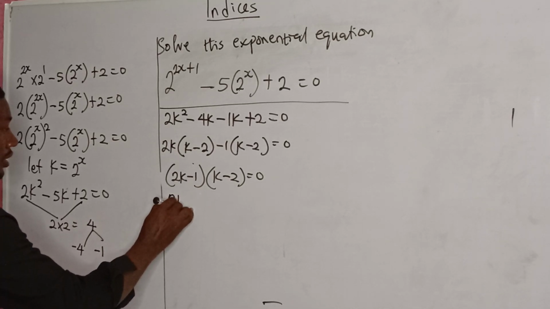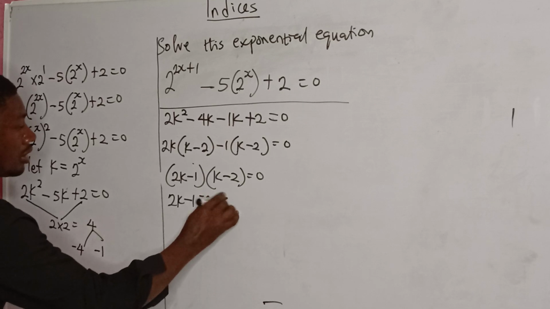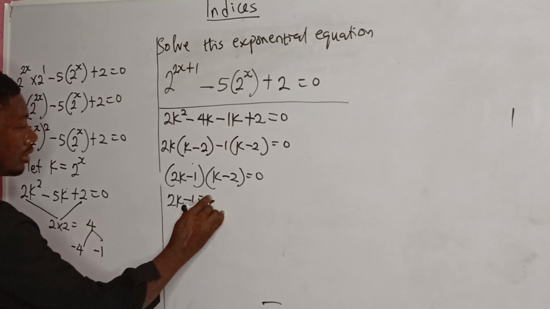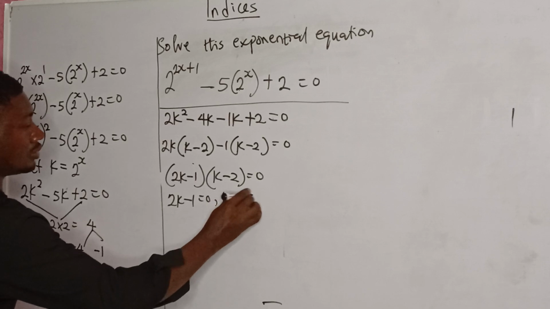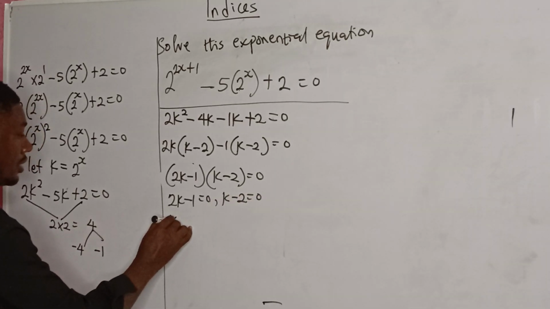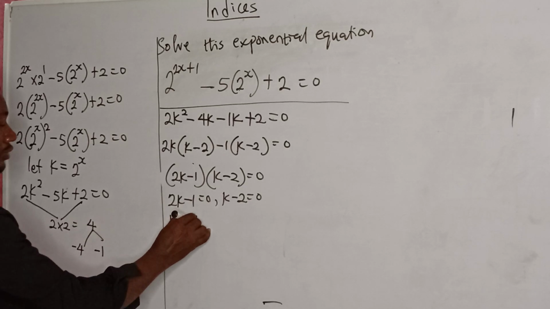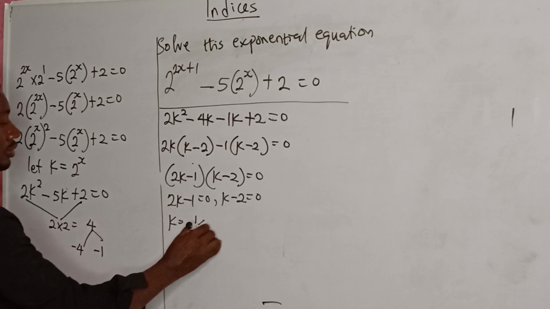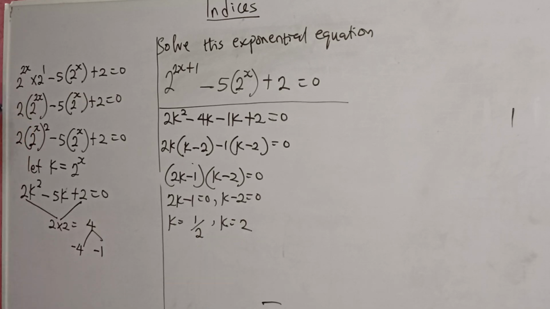So that will give us 2k minus 1 equals to 0, or k minus 2 equals to 0. So k here: minus 1 will cross over and change to positive, so that will give us 1 over 2. Then k will give us 2 for this.